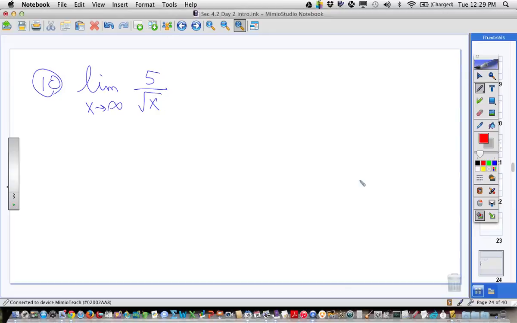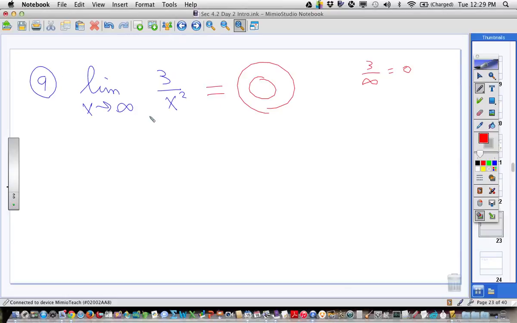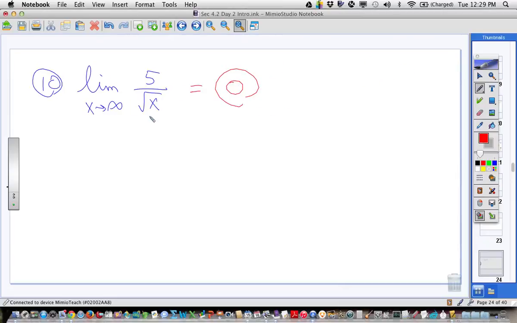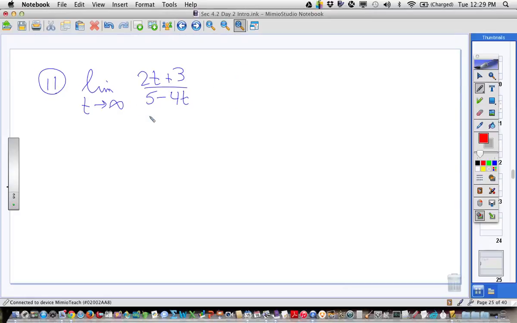Number 10. What do you got? Also 0, because again, on the bottom it's getting bigger and bigger and bigger. The top is 5. Now in these you won't have to show any work. On the quiz, you just put your answer, just like that. If the limit comes out a number and you can just calculate it based on these strategies we've used, that's good enough. Okay, what about 11?